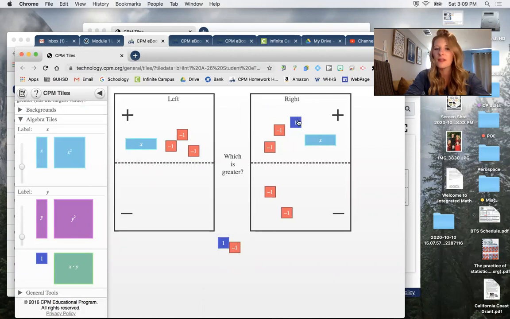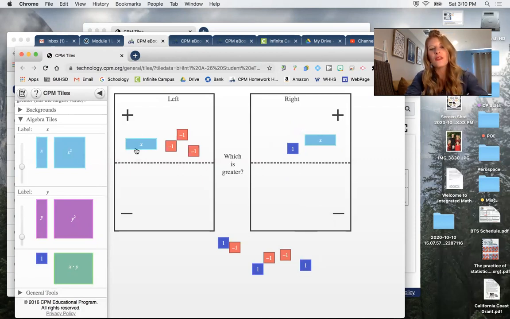Those are gone. These ones cancel out right here and right here. So those are gone. And now when I bring this up, I flip it. I bring this up, I flip it. These also cancel out. I have a 1 and a negative 1, so those go away. So what I'm left with on this one is x minus 3, and this one is x plus 1. Which one is greater? The x plus 1 is greater.